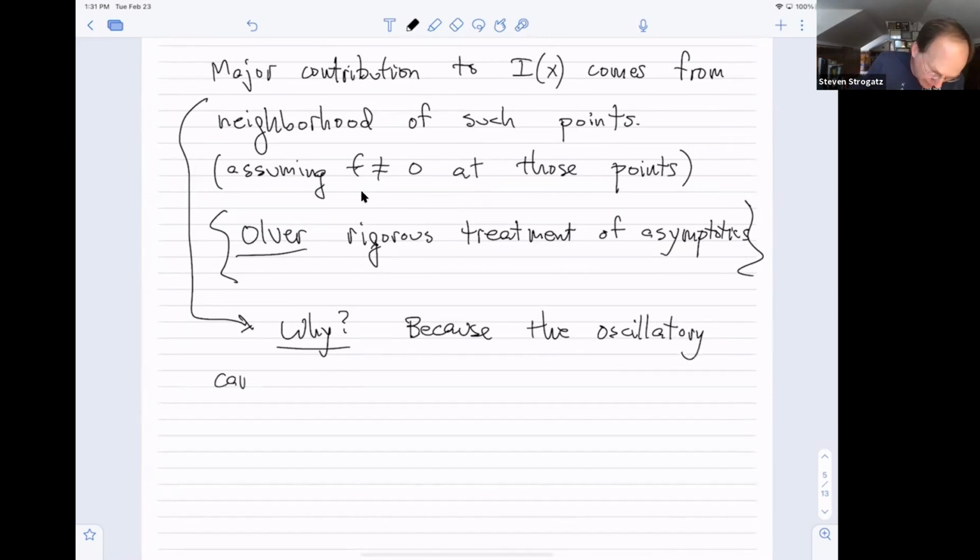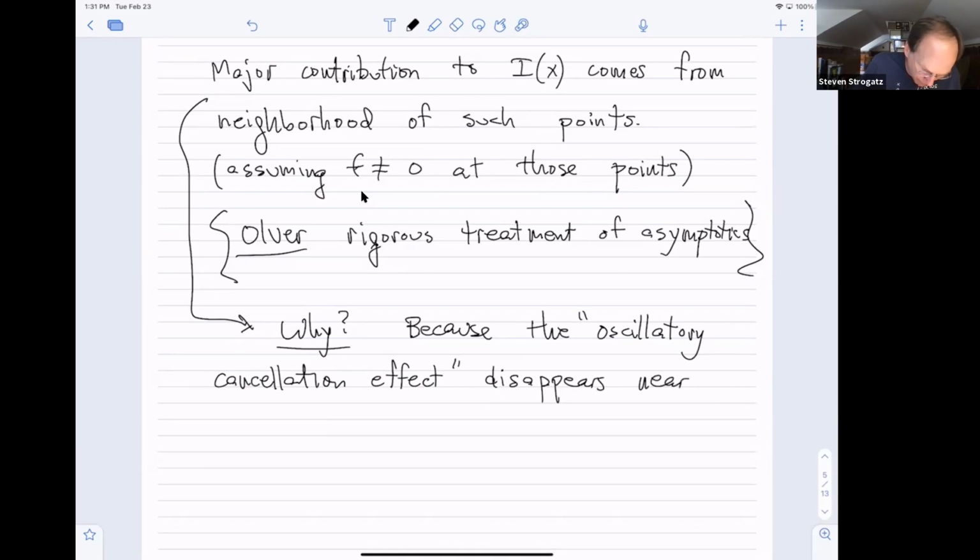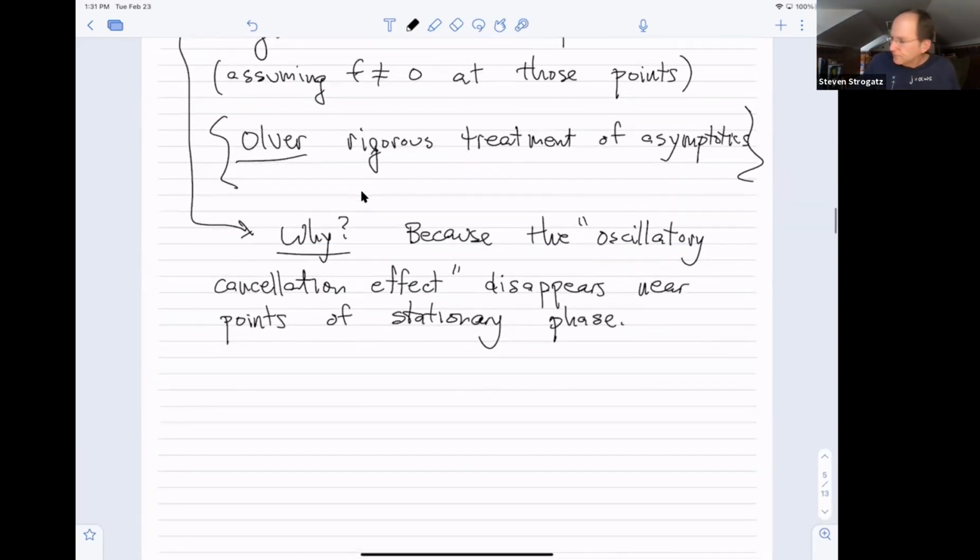the oscillatory cancellation effect disappears, or certainly weakens, near points of stationary phase. So let's see exactly why. Let's go into that in more detail.